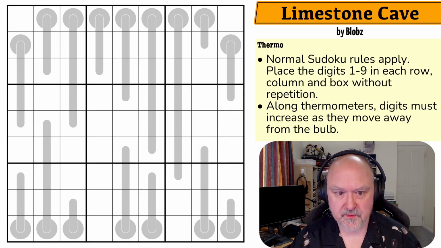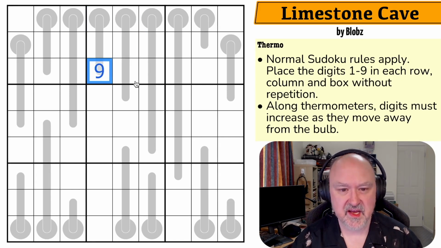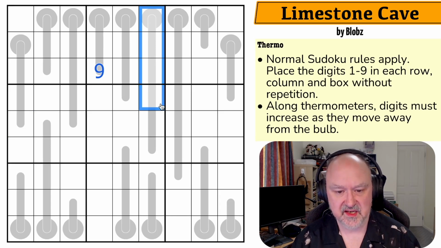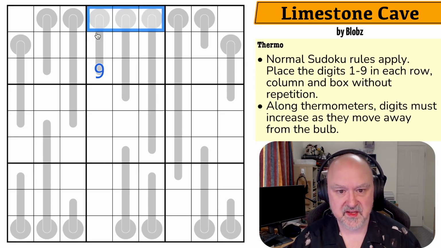So I was told to pay attention to this one in particular. So rather than pencil marking, can I do this with minimal pencil marking was the challenge I was told to set myself. And I can see in box 2, I can make this right here a 9, because a 9 on one of these thermos could only go right at the end. And the reason for that is if you don't put it at the end, there has to be a digit higher than it. And a 9 is the highest digit in Sudoku. So for example, in this box, I can't put 9 into any of those cells.